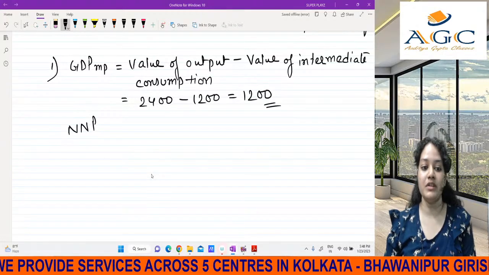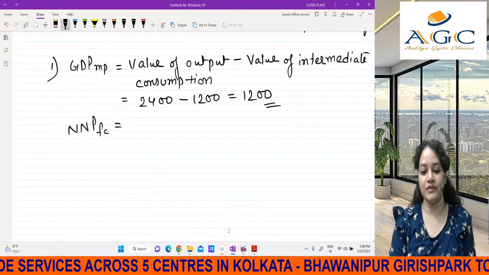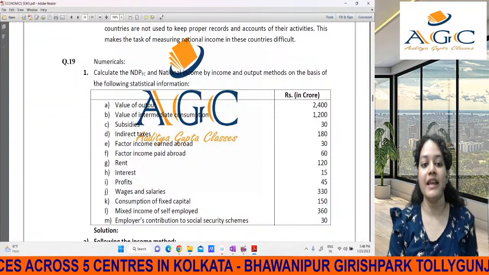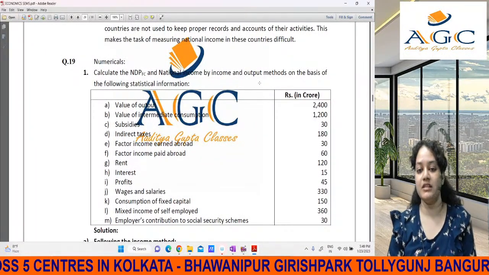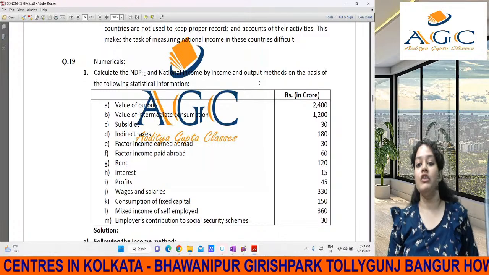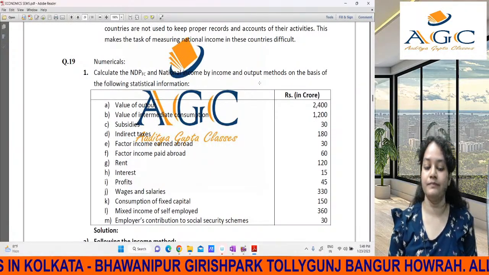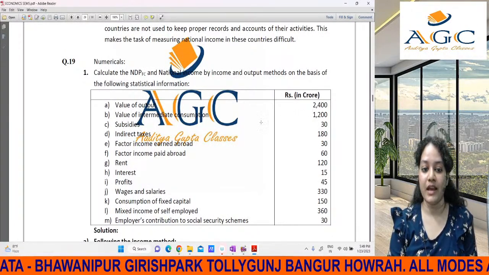In the sum it was written that you have to find out your NDPFC and NNPFC. Let's go back to the sum once. See, calculate NDPFC and national income by income and output methods. We have not gone to income method yet, so we will be doing the whole sum with our output method, right? So in output method we have got our GDPMP values.